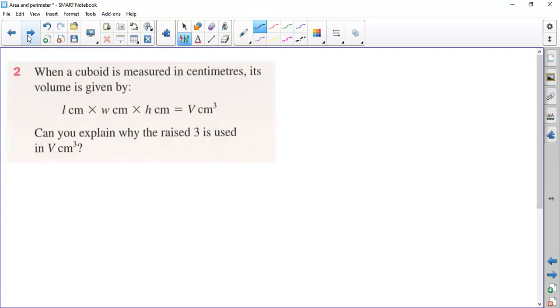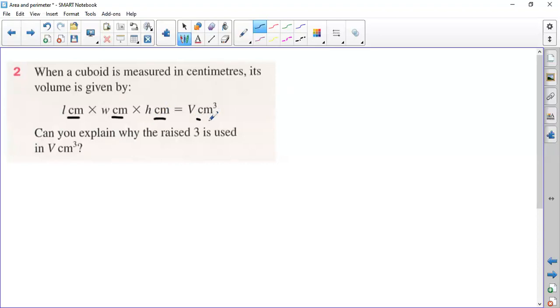Exercise 2. When a cuboid is measured in centimeters, its volume is given by length centimeter times width centimeter times height centimeter, and its volume is in centimeter cubed. So why is it centimeter cubed? As we said, when we multiply the numbers to find the volume, we have to perform operations with the units too. So centimeter times centimeter is centimeter squared, times centimeter is centimeter cubed.